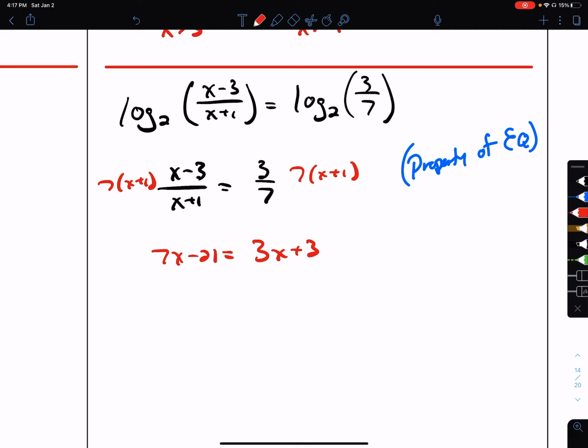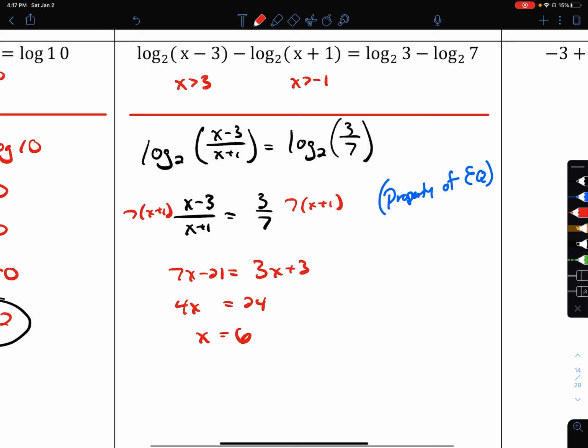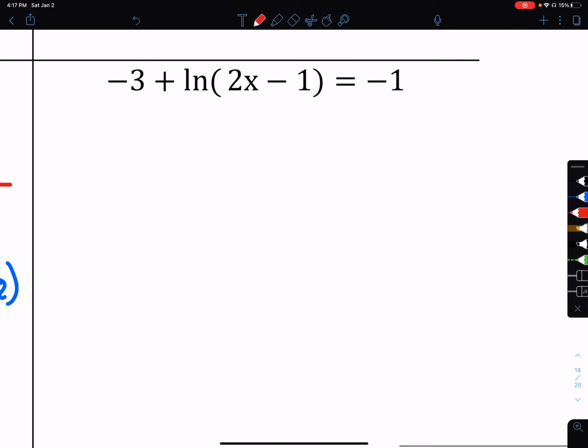Now, if we subtract 3x from both sides, and we add 21 to both sides, and then we end up dividing by 4, we get x is 6. Does that fit the parameters? It's bigger than 3, it's bigger than -1. You betcha. Last one. Let's isolate the natural log by adding 3 to both sides.